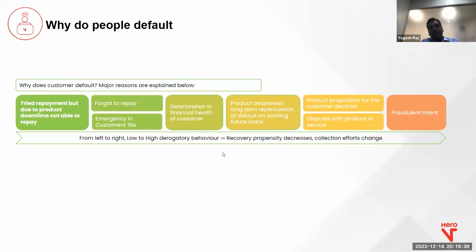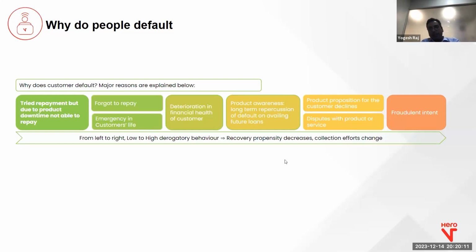The second last is that sometimes the customer's product proposition dies. For example, many people do this: let's say I have taken an ICICI credit card. Now I have planned to move to the US. I'm sure that I'm not going to use the ICICI card. I will use the entire limit this month, and next month I will be flying to the US. Because I'm sure nobody is going to catch me in the US, such scenarios happen.